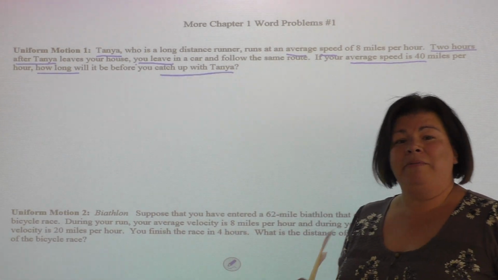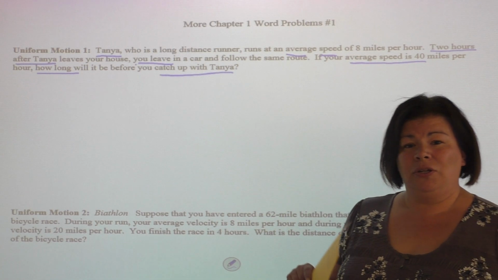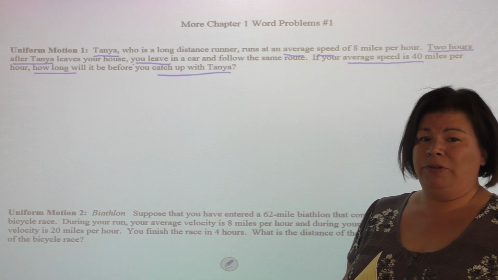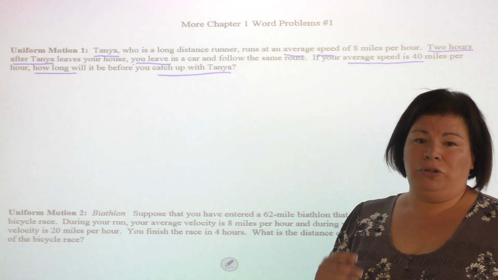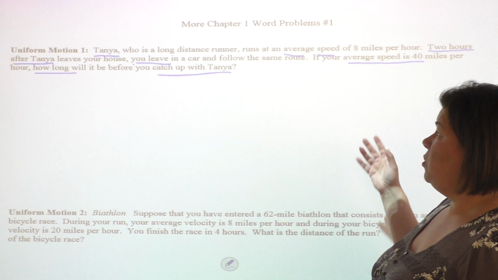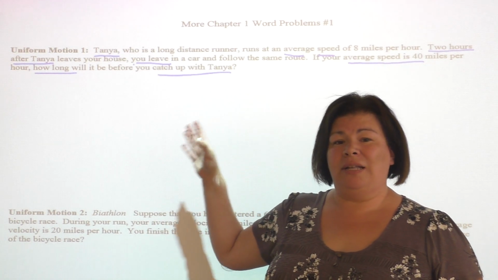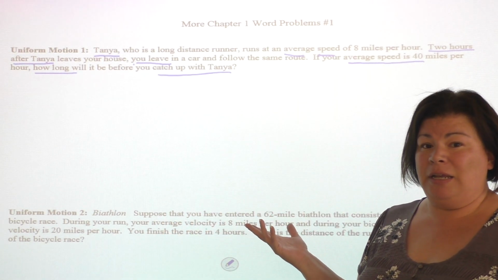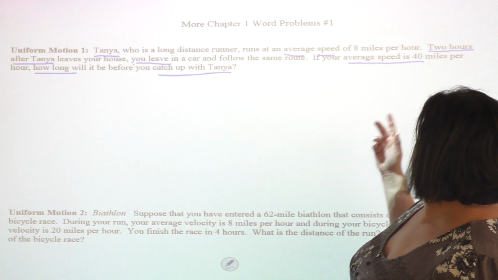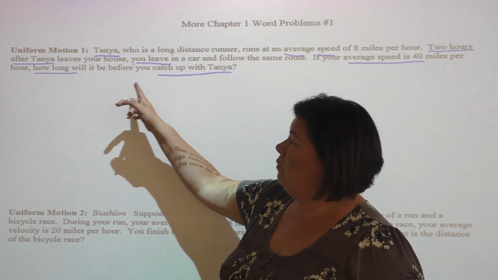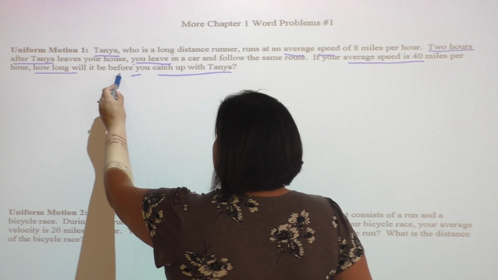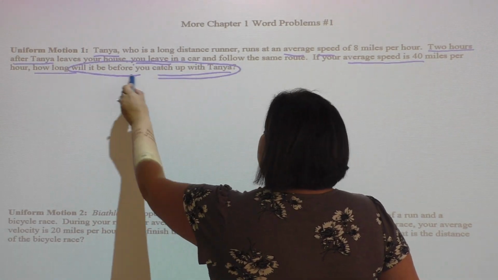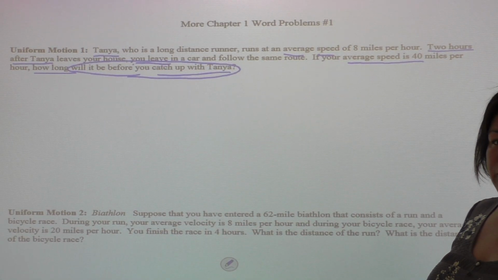So in these word problems, it is very important to define your variables. So you're going to define your variables depending on what information you're looking for. The very last sentence tends to be the question, what they're asking us to find. So in the last sentence, how long will it be before you catch up with Tanya? This is actually going to be our clue as to what we're going to let our variable be defined as.